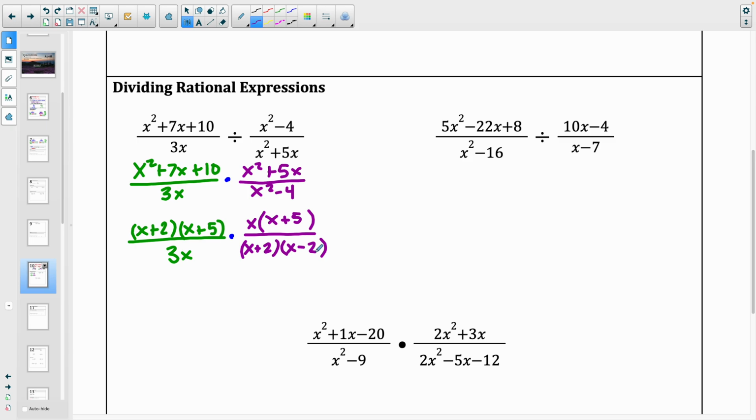So now what we do is we simplify what we can. And remember, it's only tops and bottoms that cancel out. We can't do both tops or both bottoms. So I have an x plus 2 here and an x plus 2 down here. Those will cancel. I have an x down here and an x up here. Those will cancel. And other than that, that's going to be what's left. So now we just do top times top, bottom times bottom, which we can leave in its factored form. So x plus 5 times x plus 5 over 3 times x minus 2.